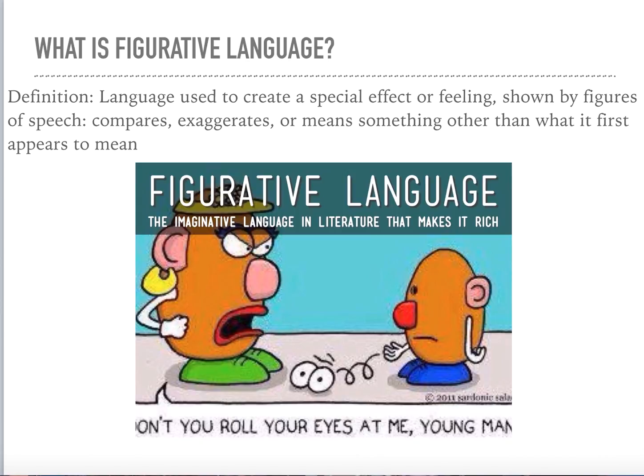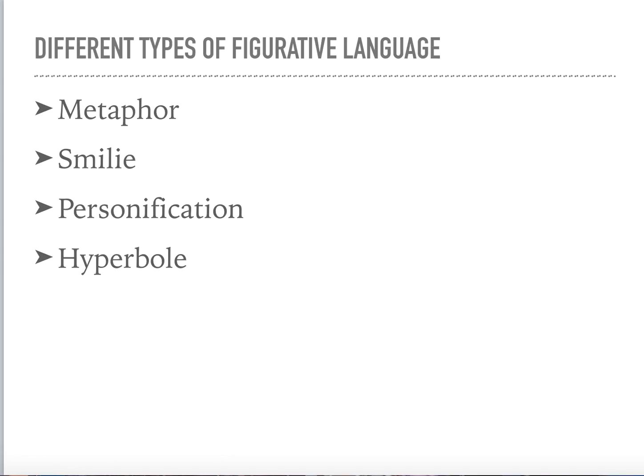Okay. Here, just a really quick example. As you can see, Mrs. Potato Head is saying to her son, "Don't roll your eyes at me, young man." And we have that picture of him rolling his eyes at her almost in a disrespectful way. So figurative language is really just to paint a picture, okay? Really used to create a special feeling or develop a special effect with the reader.